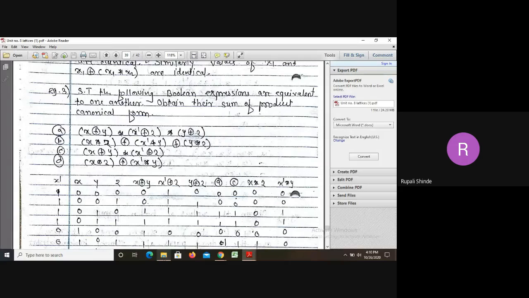So the remaining part of this example, that is, obtain their sum of product canonical form. So for all these four formulas we have to obtain the sum of product canonical form. So that part we will see in the next lecture.